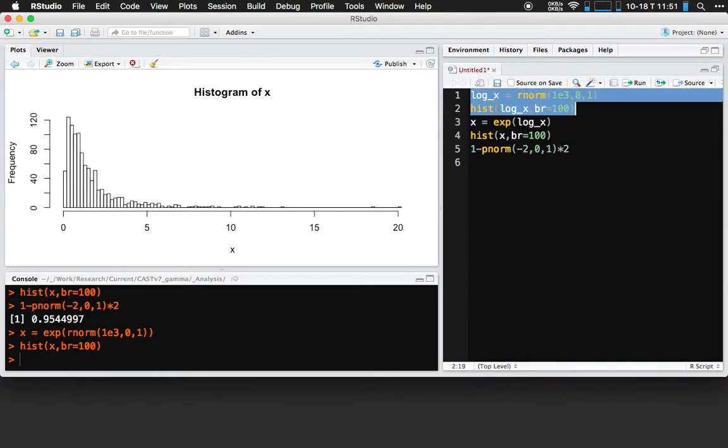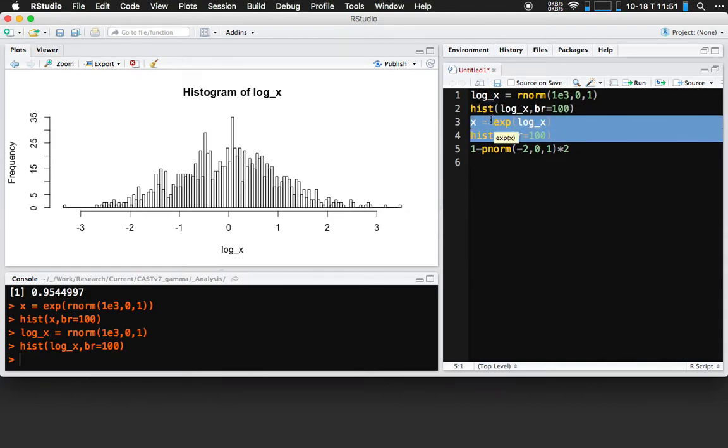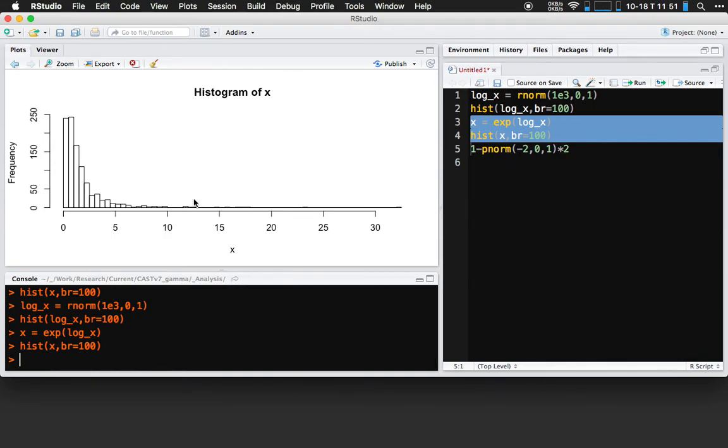So if I were to generate this data on the log scale and plot it, it looks normal. If I were to then exponentiate it to bring it from the log scale to the real scale, it has this log normal distribution here. It's a little hard to see because the range goes out so far. If I do from equals 0 to equals, I don't know, 5.